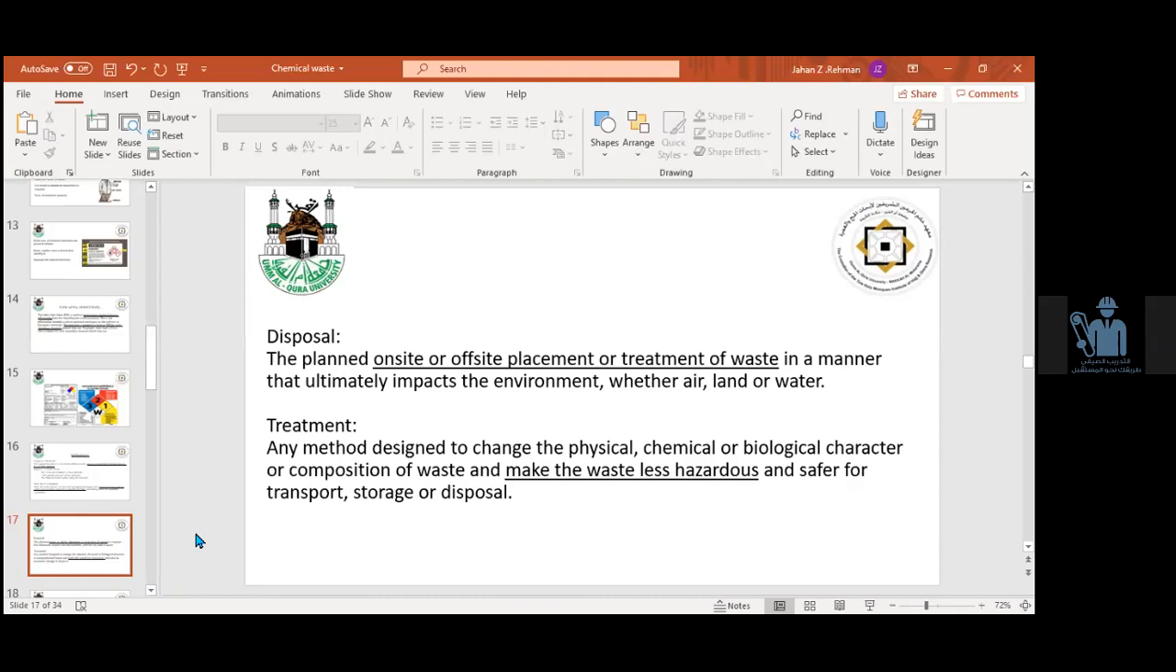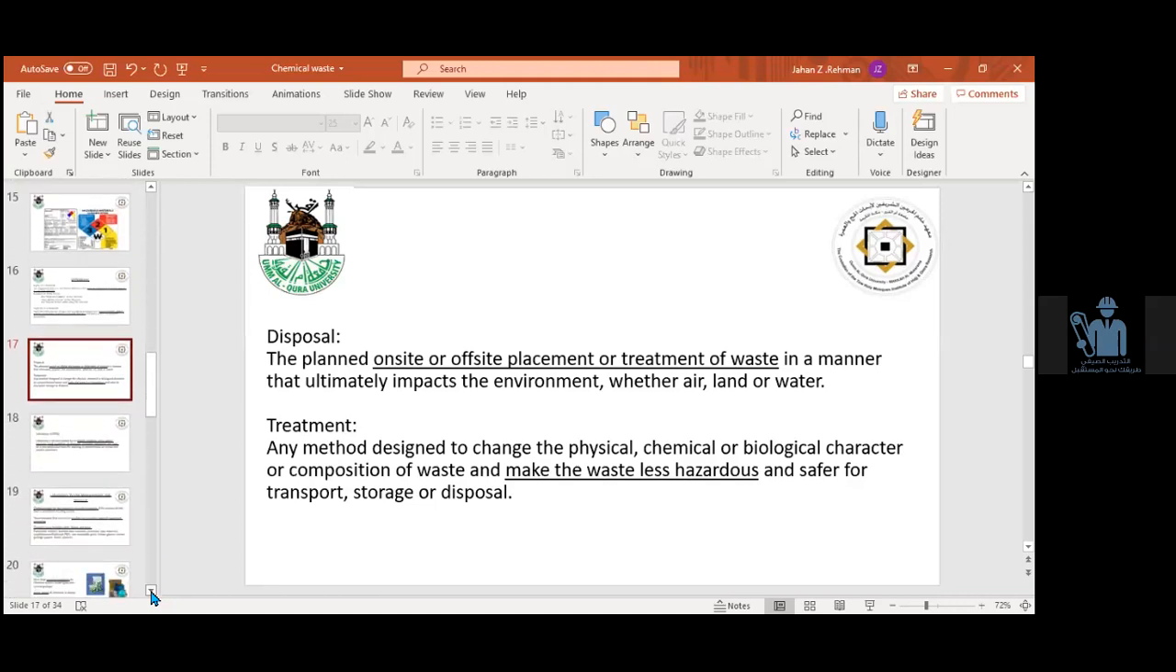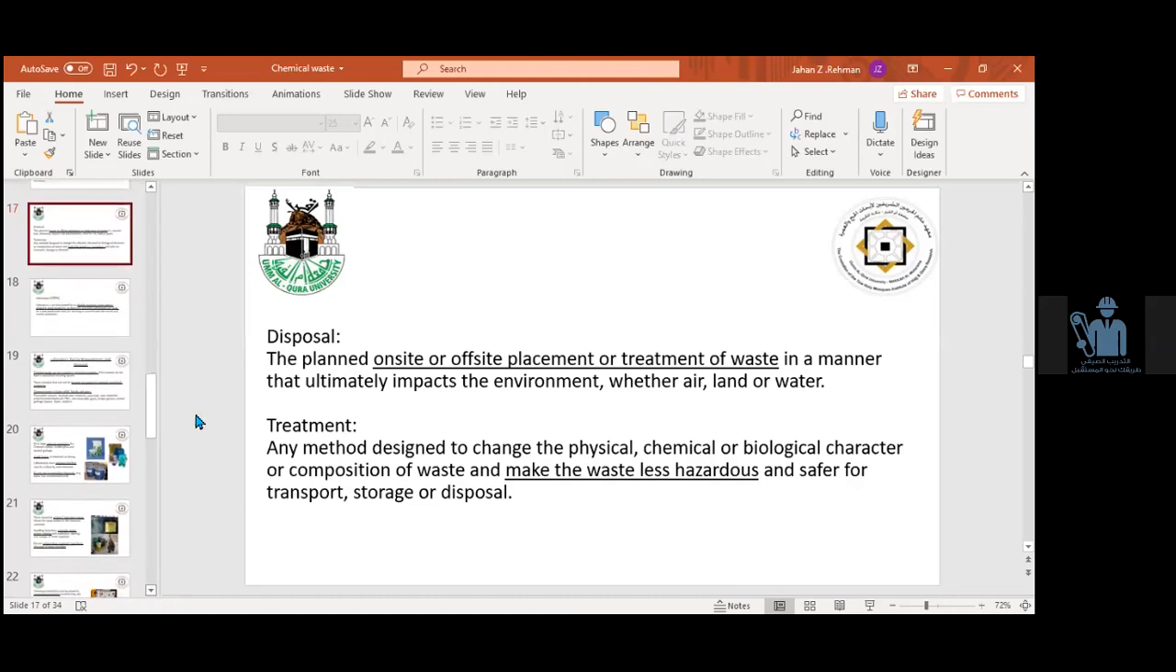Treatment of waste means the way to make them less hazardous. Sometimes you can make the waste non-hazardous, but in some cases you can make it less hazardous, but you cannot make it non-hazardous. This way to make the waste less hazardous or non-hazardous is known as treatment. And the way to manage the waste inside the lab, manage in this way that it will not produce harm to the lab or any person.